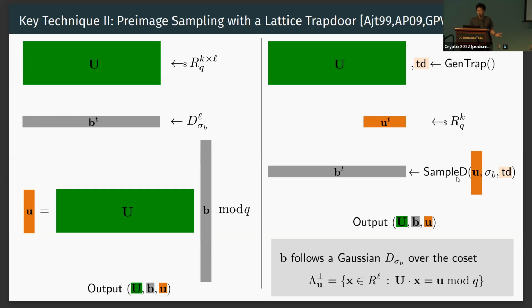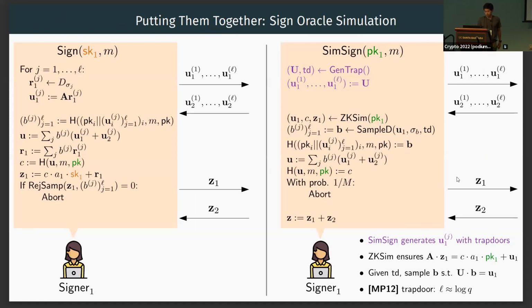Given these key techniques, it turns out that we can give a security proof assuming only SIS and LWE. This is the overview of the signing oracle simulation. In the first random interaction, the parties generate a bunch of U vectors with a known trapdoor, and then output U. Then, on receiving the vectors, you run the honest-verifier zero-knowledge simulator of the underlying identification protocol. This ensures that the honest party's transcript satisfies the verification equation. Then, thanks to the knowledge of the trapdoor, you can sample the pre-image of the coset.